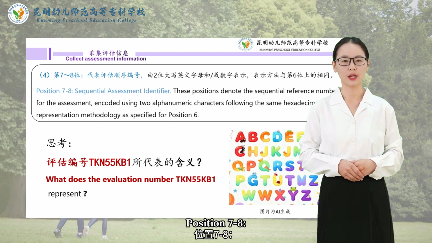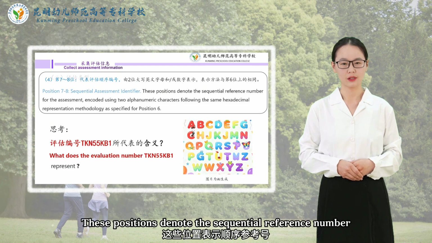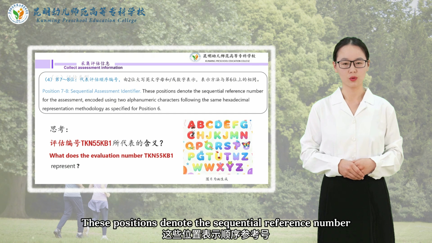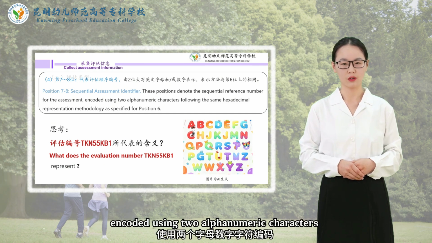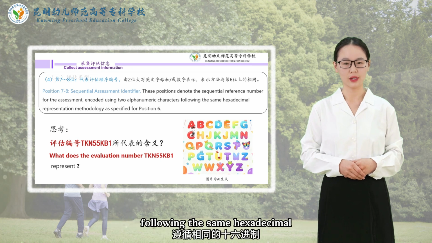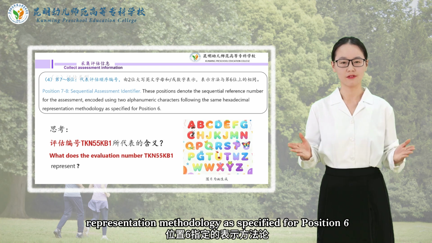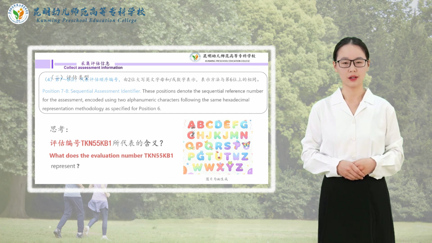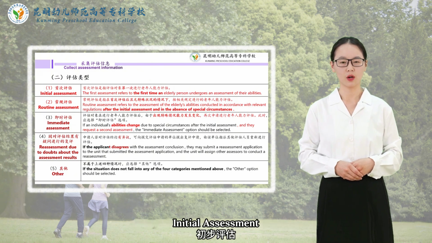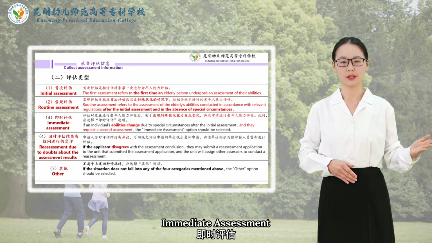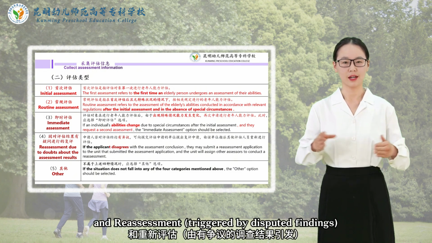Positions 7 to 8: Sequential Assessment Identifier. These positions denote the sequential reference number for the assessment encoded using two alphanumeric characters following the same hexadecimal representation methodology as specified for position 6. Assessment classifications include initial assessment, routine assessment, immediate assessment, and reassessment triggered by disputed findings.